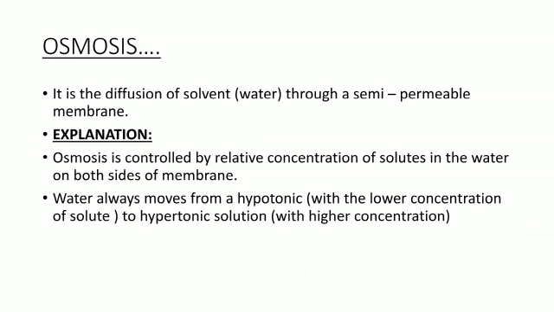Here we will talk about the inside and outside of the cell. So the water always moves from a hypotonic to a hypertonic solution. Now dear, what are hypotonic and hypertonic solutions? Hypotonic is the type of solution with the lower concentration of solute. Those solutions which have a high amount of water while a low amount of solute concentration are known as hypotonic solutions.